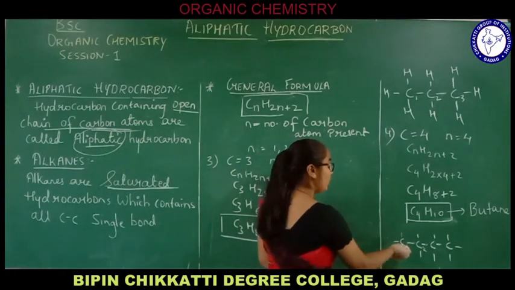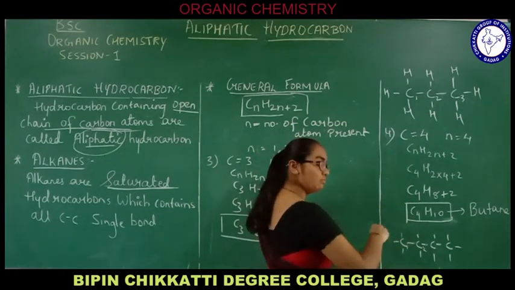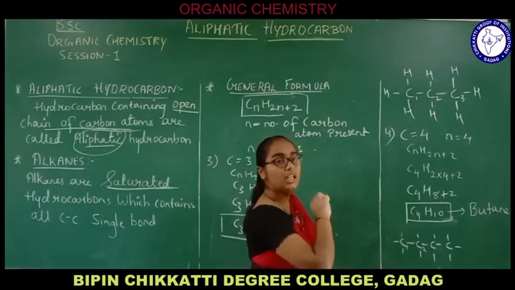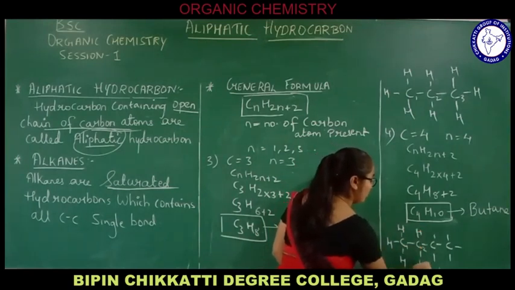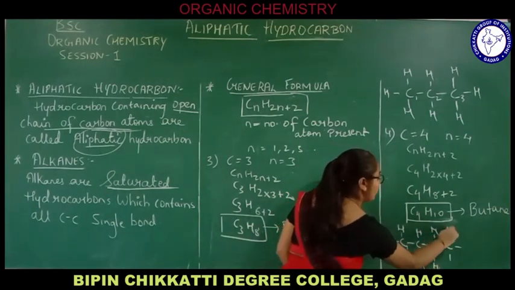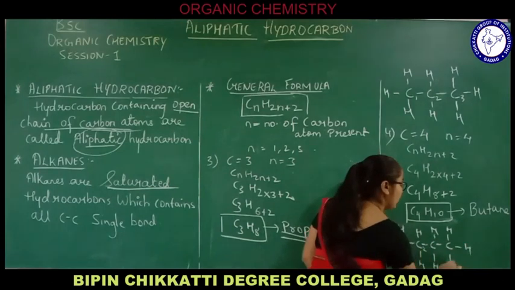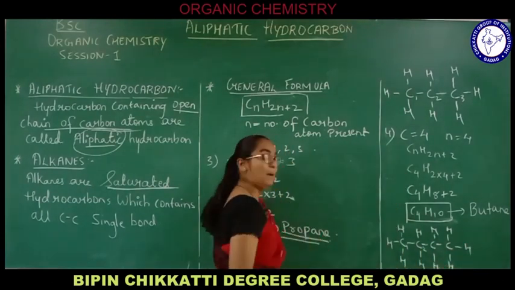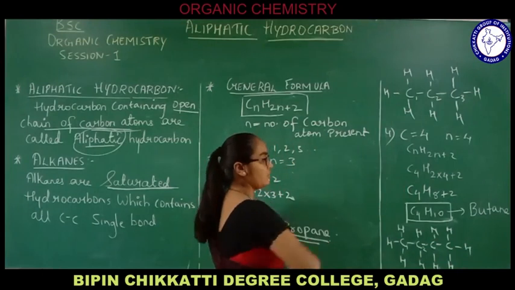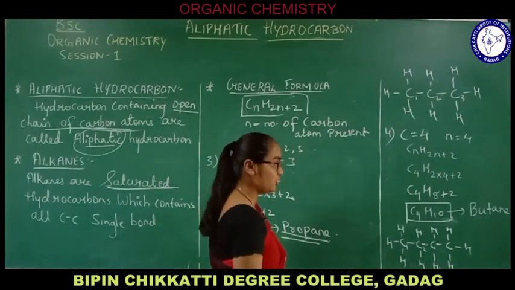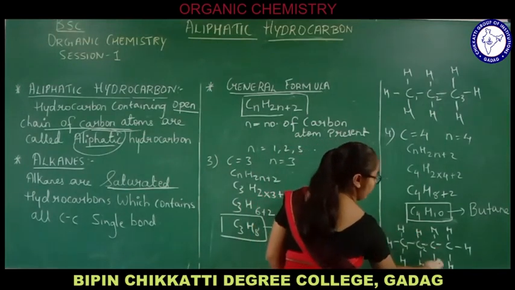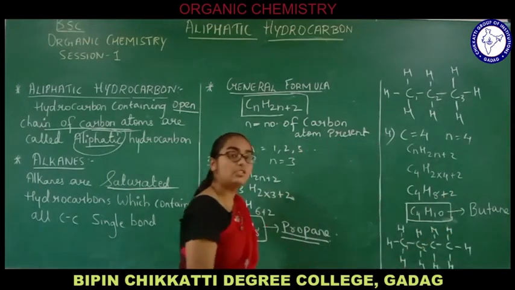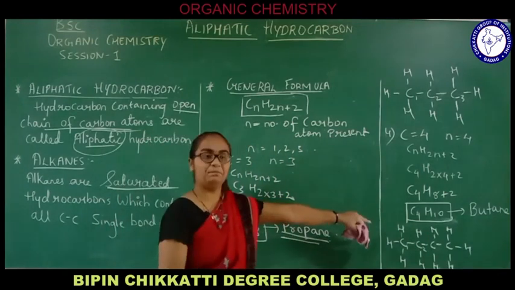So now the remaining bonds are going to bind with the hydrogen atoms. The remaining bonds are going to be satisfied by binding to the hydrogen atoms. Now how many hydrogen atoms are there? Totally there are 10 hydrogen atoms. So let's count over here: 1, 2, 3, 4, 5, 6, 7, 8, 9, 10. Done. So this is the structural formula for butane.